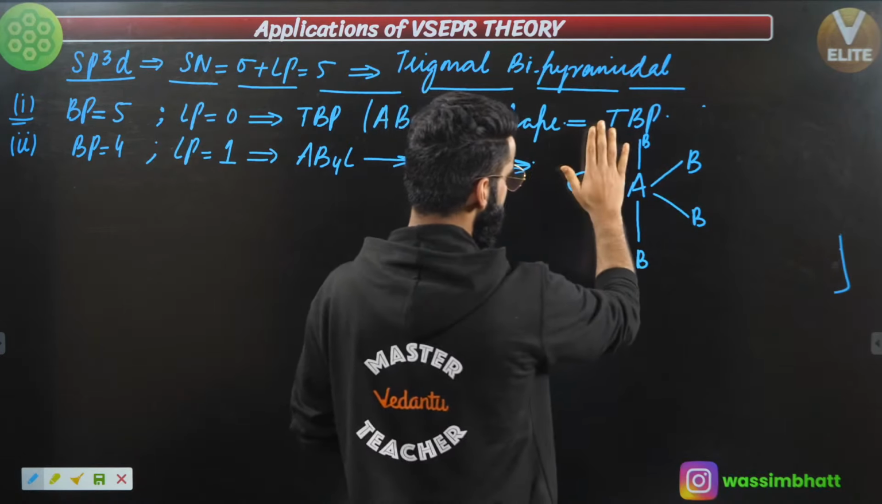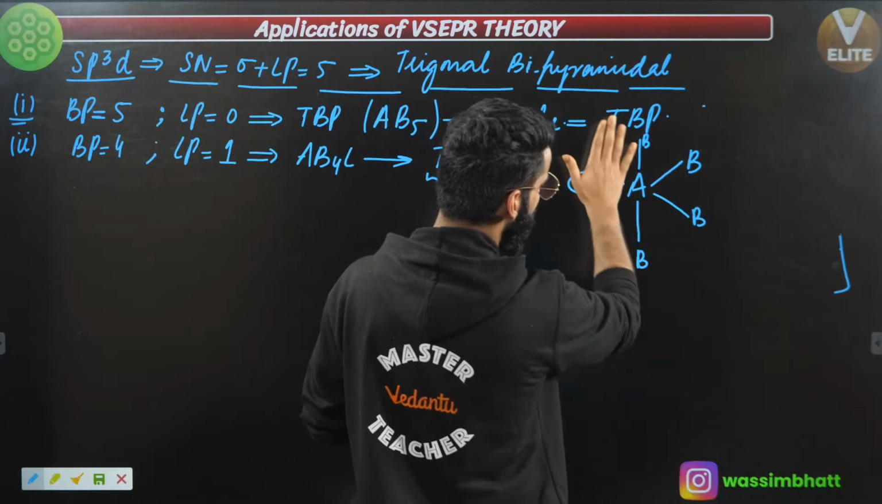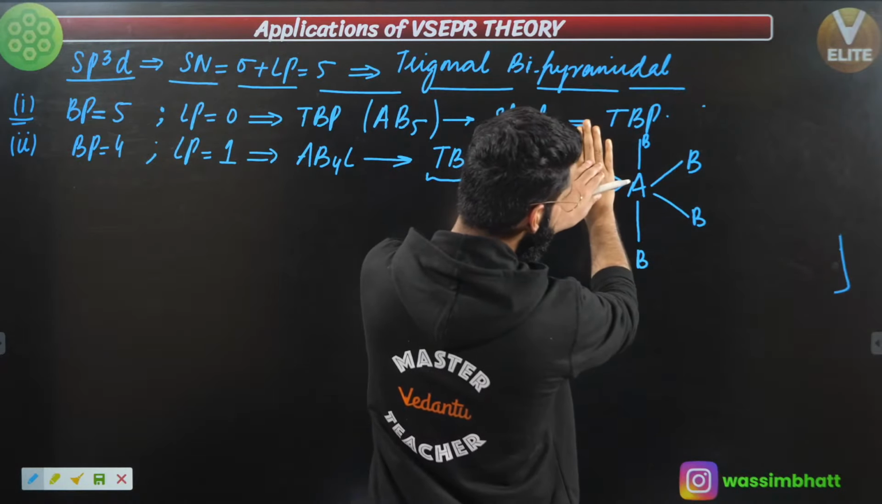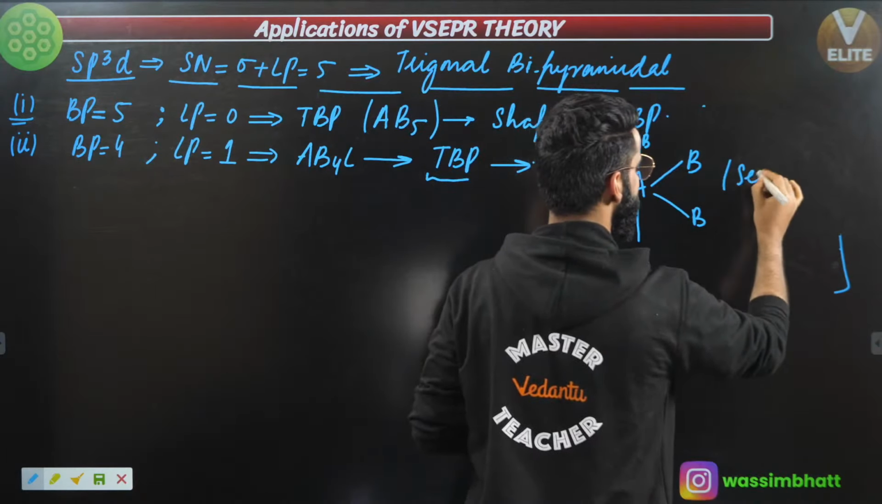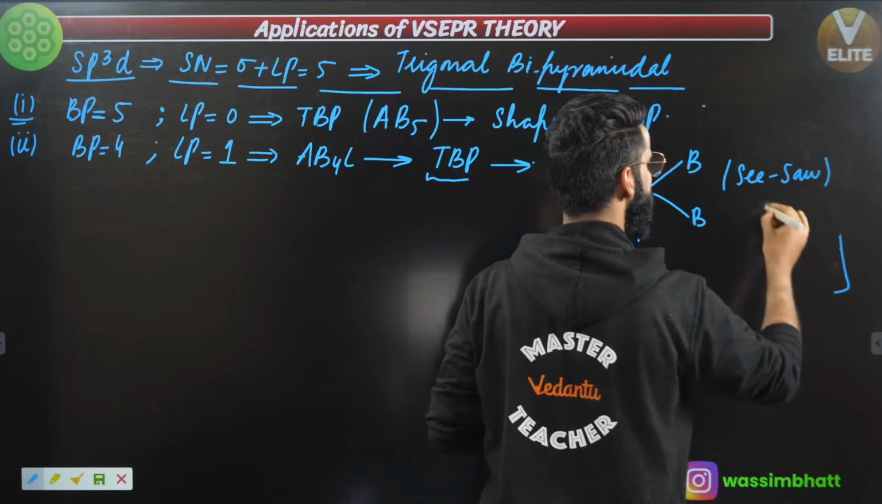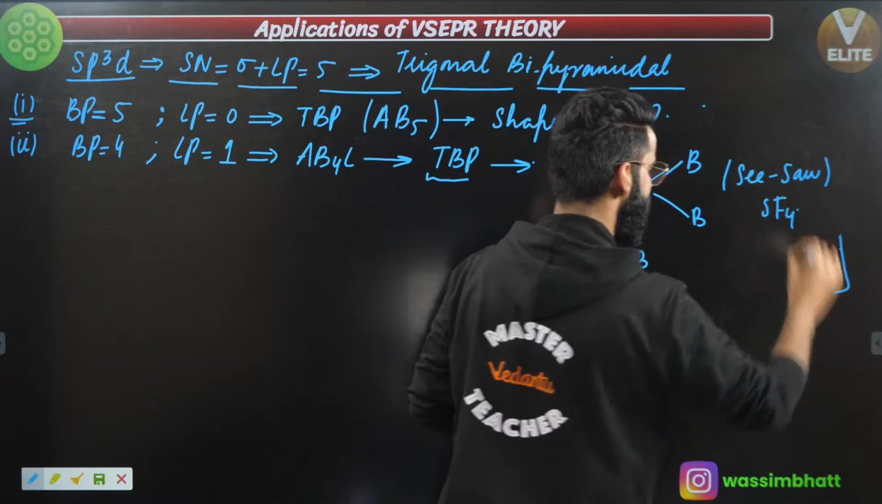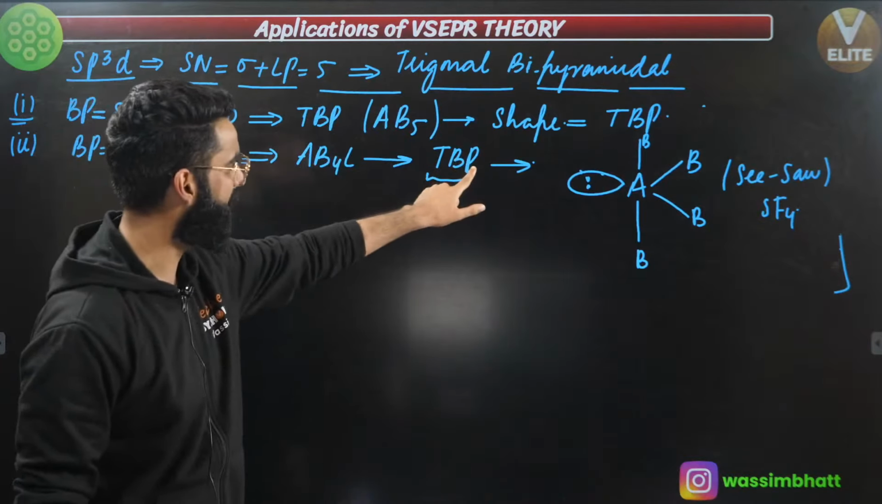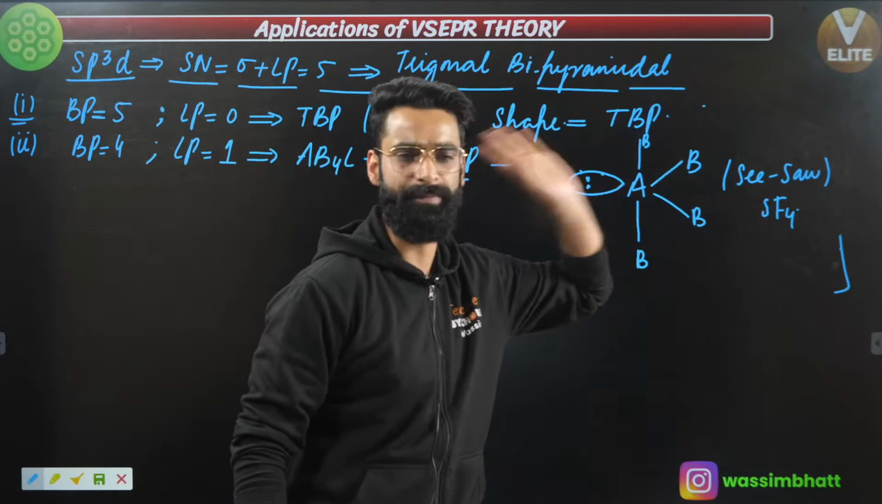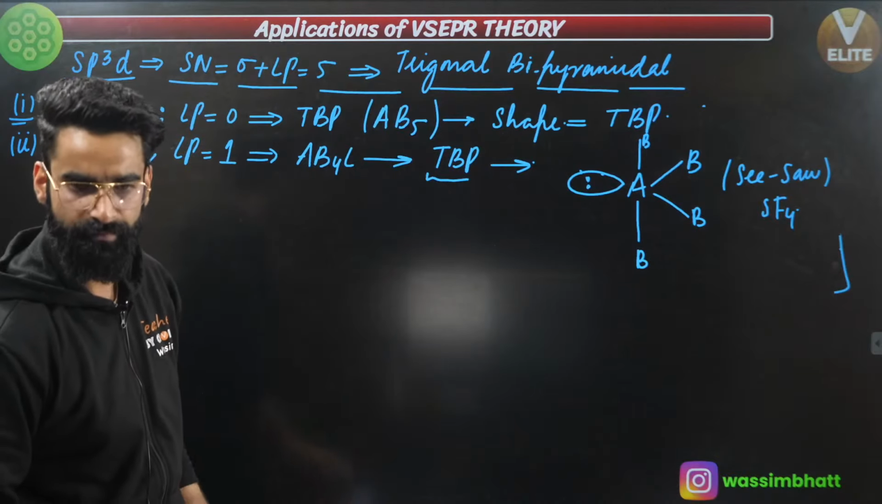Now people, see, if I look at the molecule without this lone pair, can I say it looks like a seesaw shape? Absolutely, this is what we call seesaw shape, right? Example of it is SF4, yeah? So in case of AB4L type molecule, the geometry is trigonal bipyramidal. The actual shape is seesaw, correct? Right?